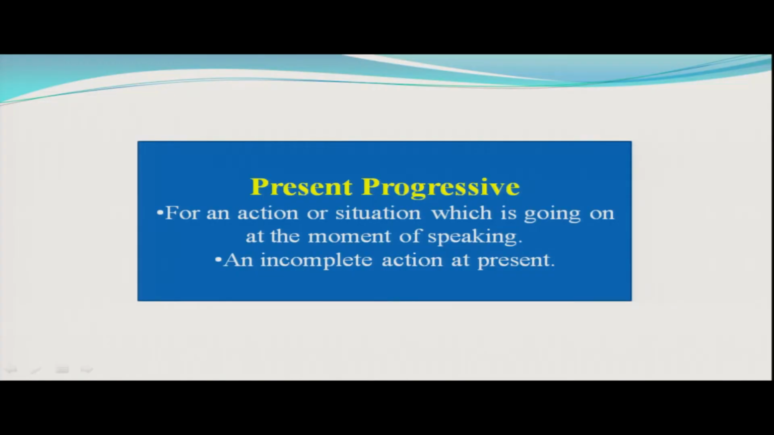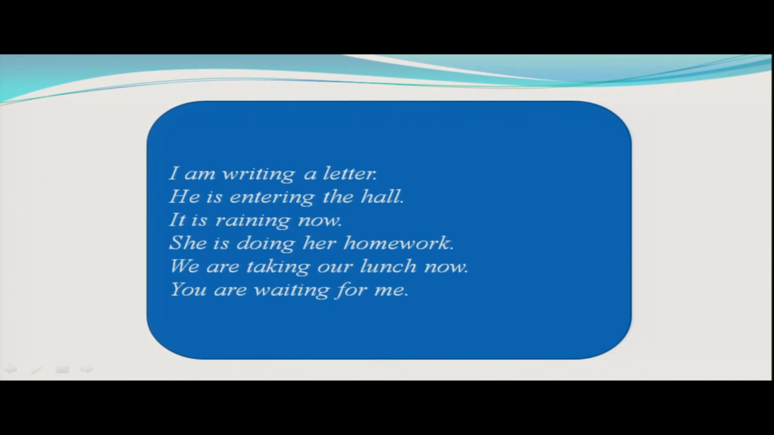Now, children, we'll be dealing with present progressive. In present progressive, we deal with an action or situation which is going on at the present moment of speaking. An incomplete action at present, it is going on. So you use present progressive. Now, you have different sentences for present progressive. I am writing a letter. He is entering the hall. It is raining now. She is doing her homework. And we are taking our lunch now. You are waiting for me.